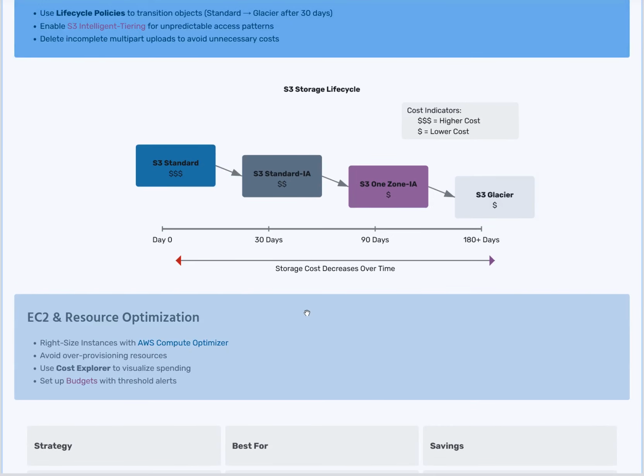So here is S3 Standard, 30 days after you go to S3 Standard-IA, and then after 90 days S3 One Zone-IA, and then you move to Glacier in 180 days, right?